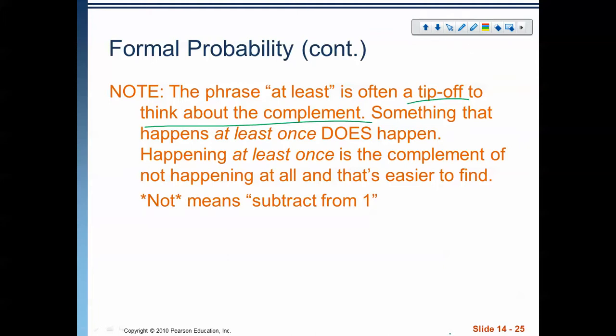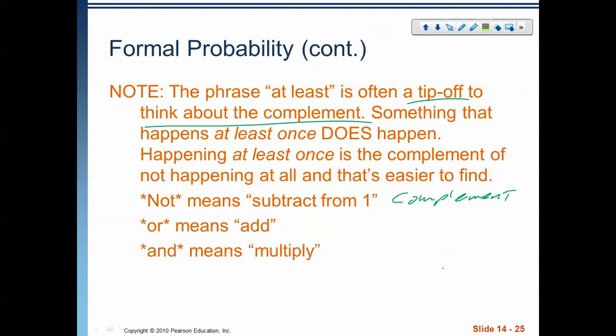A couple other keywords here. Not typically means subtract from 1, right? Not typically means complement. Not like, hey, you look nice today, but the opposite, right? Subtract from 1, complement. Or typically means use the addition rule, and and typically means use the multiplication rule.